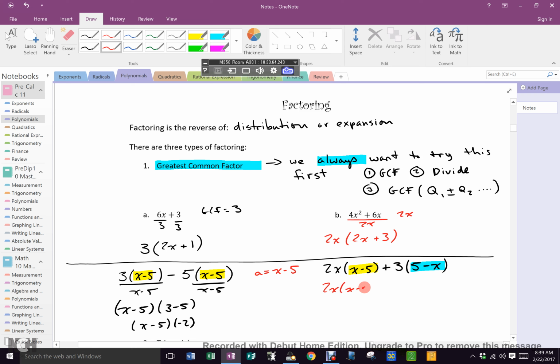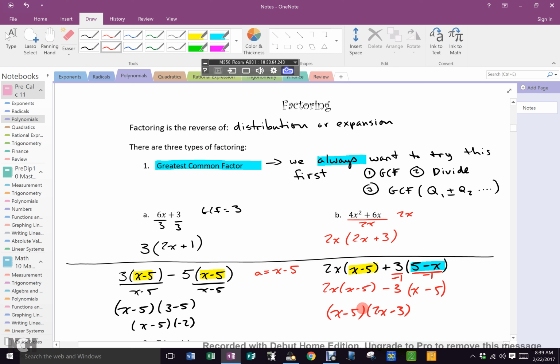2x, x minus 5. Now, if I divide that by negative 1, because 1 is a factor of everything, isn't it? What does that turn this positive 5 into? Negative 5. And what does that turn this negative x into? Positive x. And what does that turn this positive 3 into? Negative 3. Now, my GCF is x minus 5, and the other factor is what? 2x minus 3. That's about the most complicated GCF one you can do.